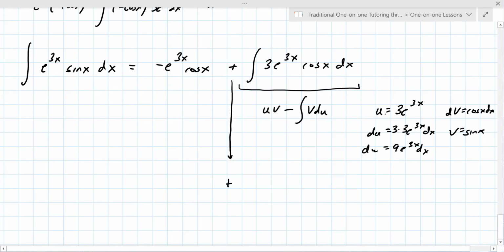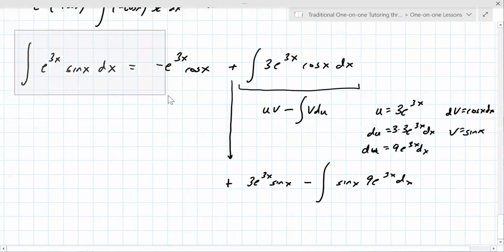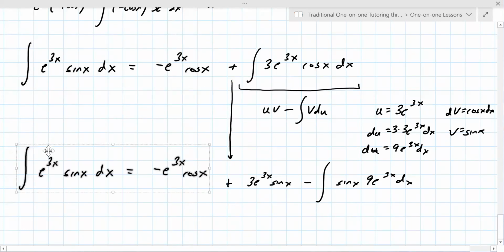So your u this time is 3e to the 3x. Your v is sine x minus integral v, which is sine x, and your du is 9e to the 3x dx. And then I have the advantage here of being able to just copy and paste. Let me see if I can. Oh, it was weird. Okay, there it is.